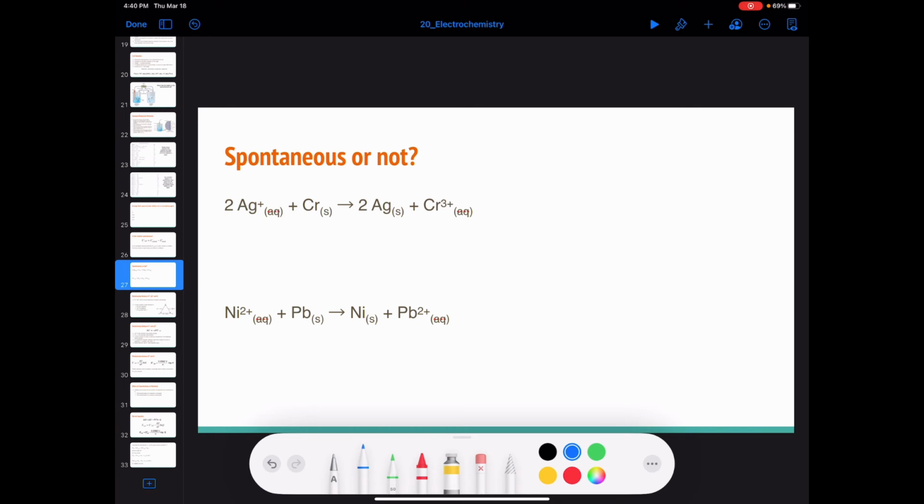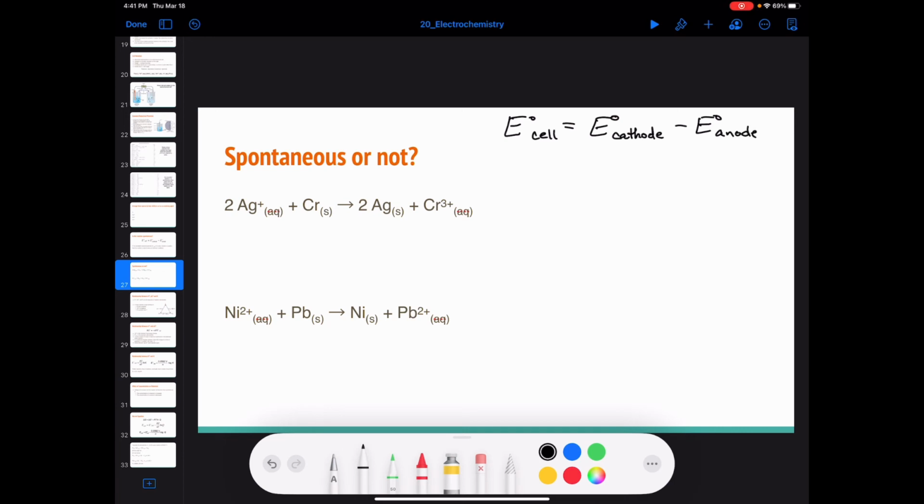So first one is we've got silver ions turning into silver metal and chromium metal turning into chromium ions, okay? So what I would have to do is I first need to determine what's being reduced and what's being oxidized, right? Because remember that our formula is E naught for the cell is equal to E naught for our cathode minus E naught for our anode.